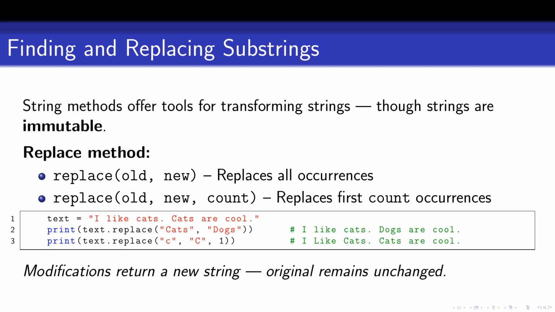It's important to remember that these methods return a new string. They do not modify the original. This immutability prevents unintended side effects, but it also means you'll need to assign the result to a variable if you want to keep it. Replace is particularly useful for cleaning up data, editing output, or creating templated strings with dynamic content.